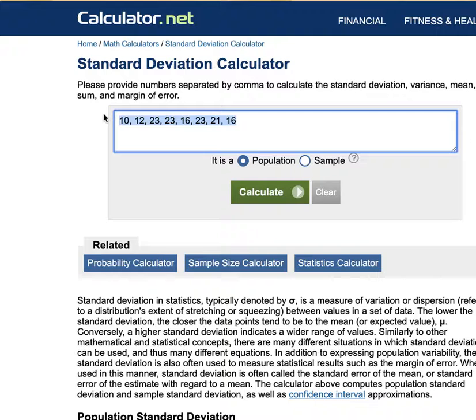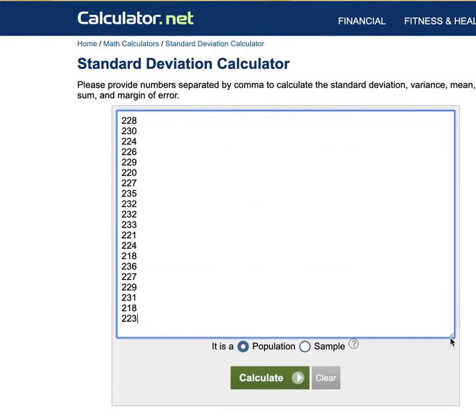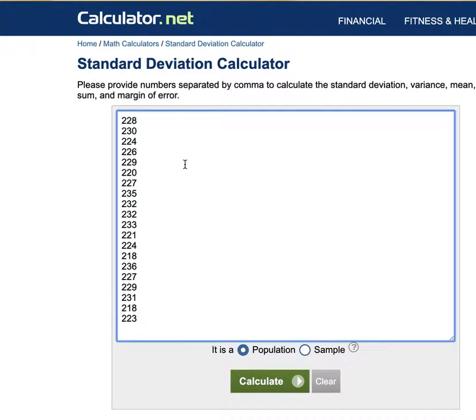Now I already had the data copied, so if I just paste it all in here, we can see that I have all 20 of the data numbers in here. Now it's said to separate it by a comma, but I found that if you enter one and then hit enter, enter another one, hit enter, you can get all 20 of them in this way, and it'll work just fine.